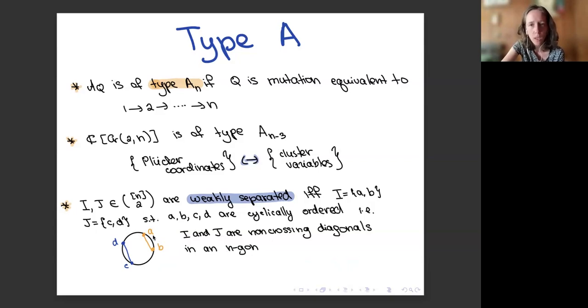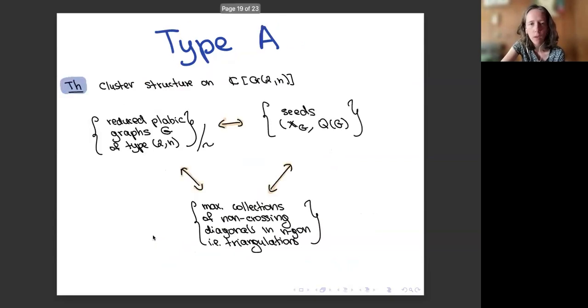And so the previous theorem we had on the previous slide with the three equivalences, in the case of Gr(2,n) has the following simplification. On this side, it's pretty much the same. You talk about reduced plabic graphs of type (2,n). Now on this side, it is much simpler. We don't have to say these are seeds consisting of Plückers. These are now all the seeds. So every seed in Gr(2,n) comes from a reduced plabic graph. Not just the seeds, because all the cluster variables are Plückers. So all the seeds come from reduced plabic graphs.